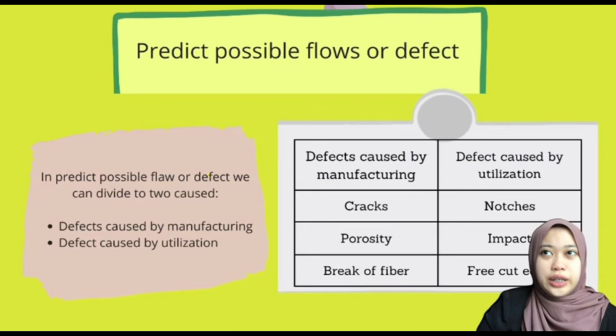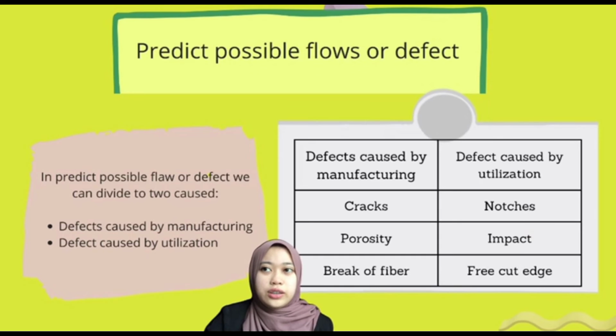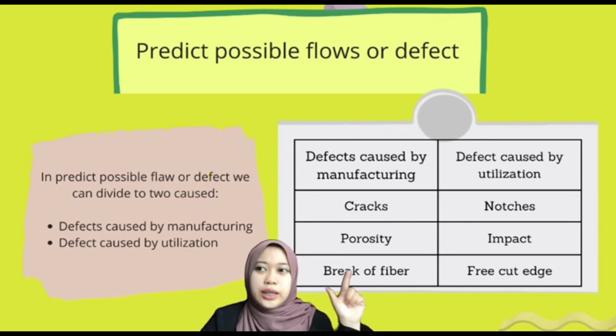What possible flaws or defects can we predict? We can divide them into two causes. The first is defects caused by manufacturing, and the second is defects caused by utilization. For defects caused by manufacturing, there are cracks, porosity and break of fiber. For defects caused by utilization, we can detect notches, impact and free cut edges.